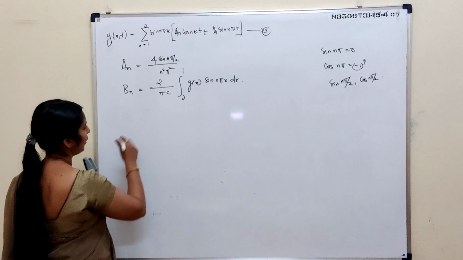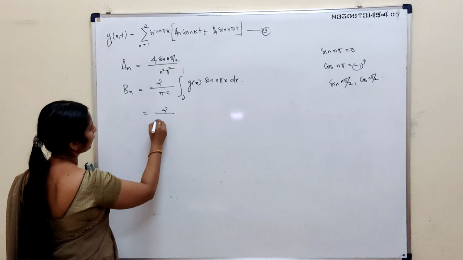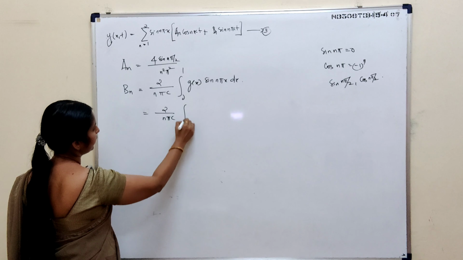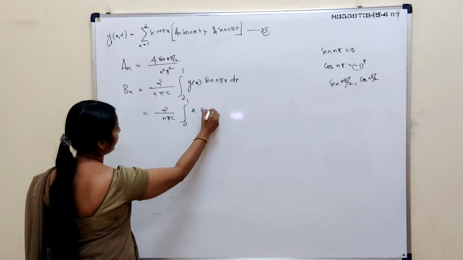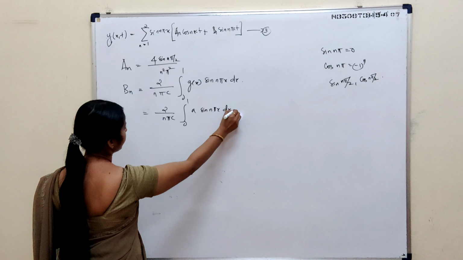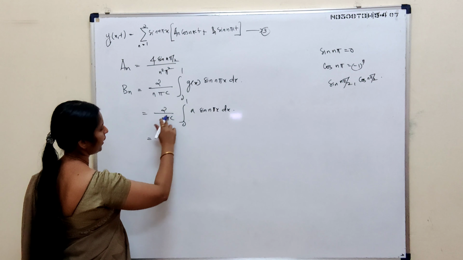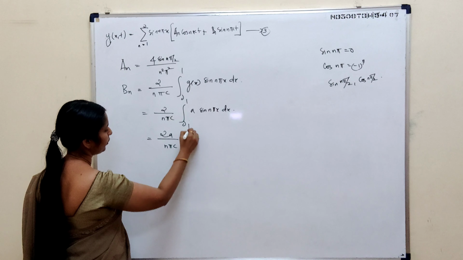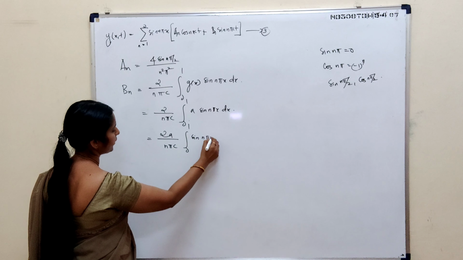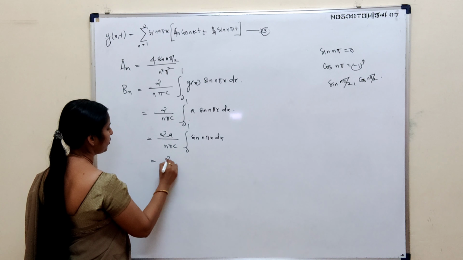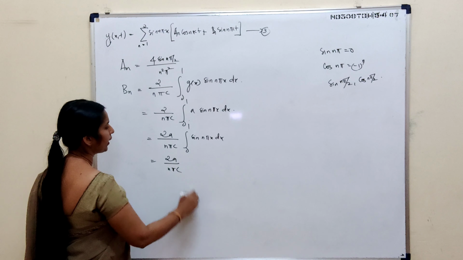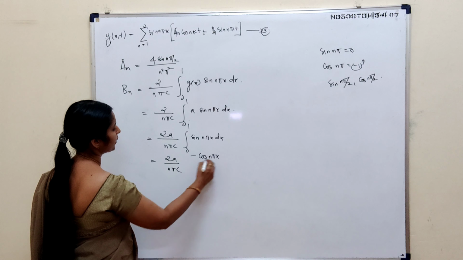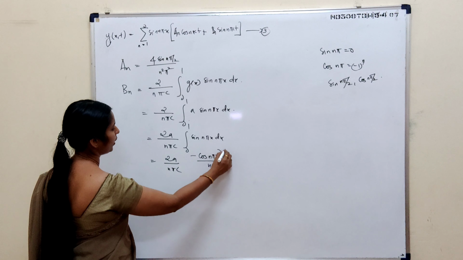You will get Bn. That is 2 by n pi c integral 0 to 1 a sin n pi x dx. This is equal to, here a is a constant, you take it outside, 2a by n pi c integral 0 to 1 sin n pi x dx. What is integral sin n pi x? It is minus cos n pi x by n pi from 0 to 1.